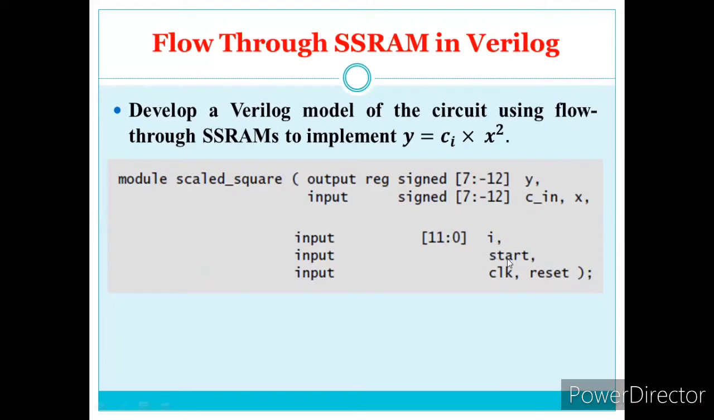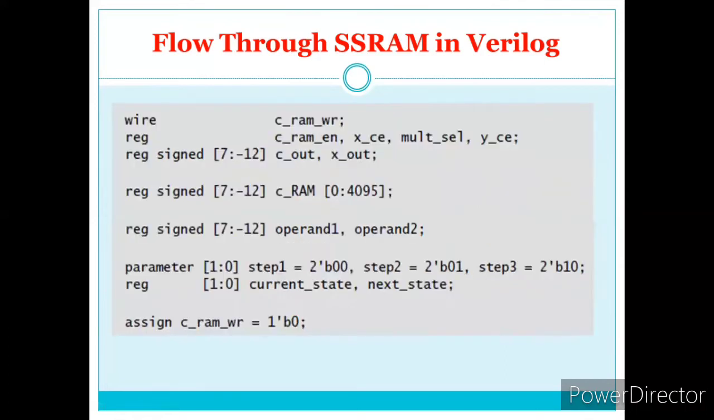We need a start bit to start the operation, clock, and reset. We also need other signals, which we have declared in another format, that is, wires and registers. Wires we need for write enable, RAM enable, chip enable for the multiplexer, and the flip-flop of X, the multiplexer select line output, and chip enable Y. Then the respective registers have to be declared for the outputs we have, that is Cout 7 colon minus 12, Xout 7 colon minus 12, and RAM the same.